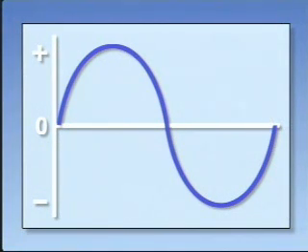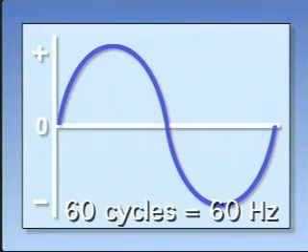The rotor has completed one revolution, and both the north and south poles of the rotor's magnetic field have crossed the stator winding in the generator. The number of cycles that occur in 1 second is the generator's frequency and is measured in hertz. So 60 cycles per second equals 60 hertz.